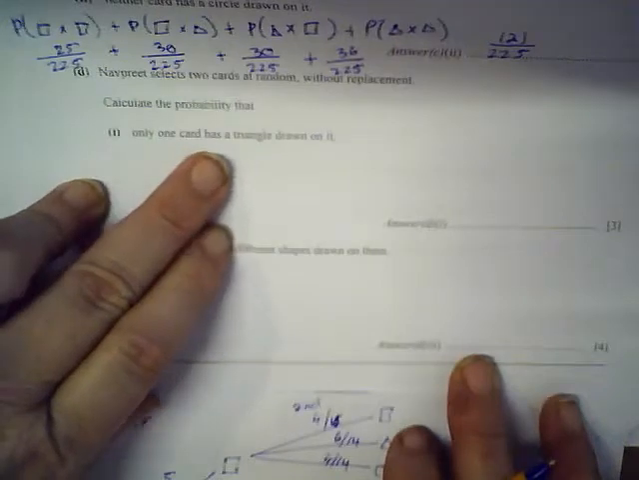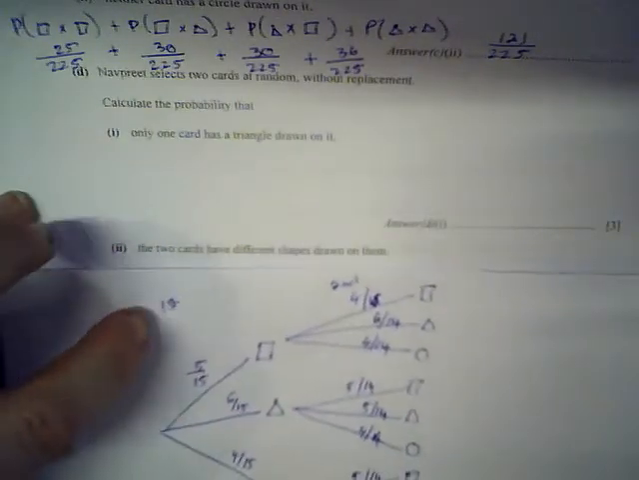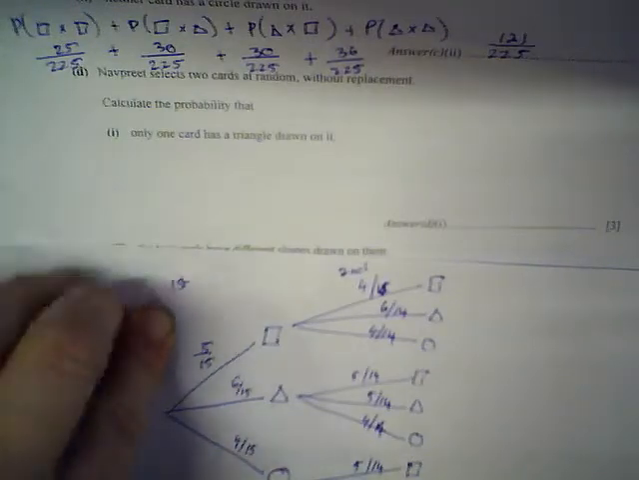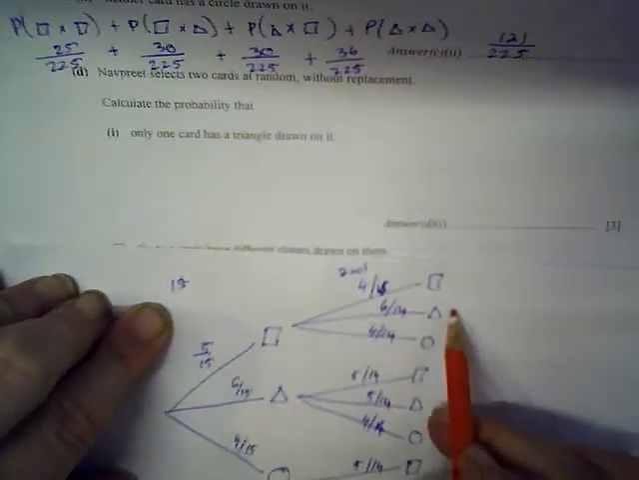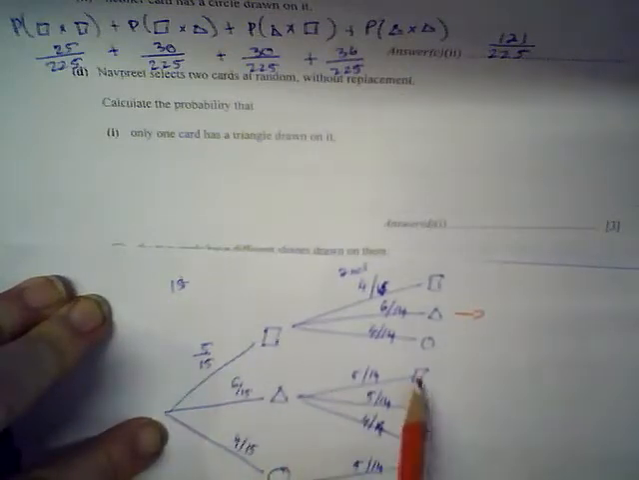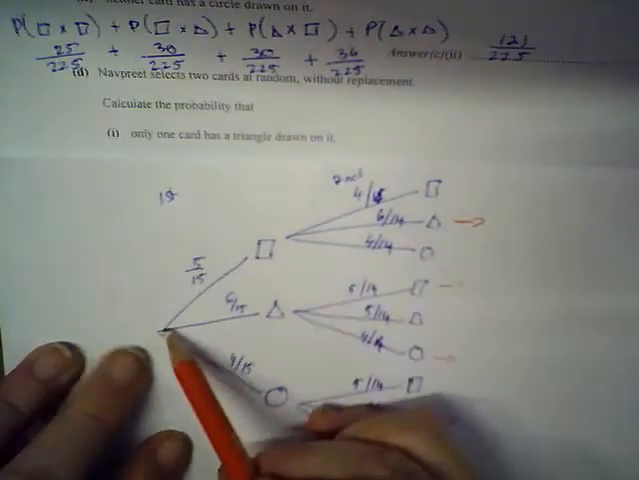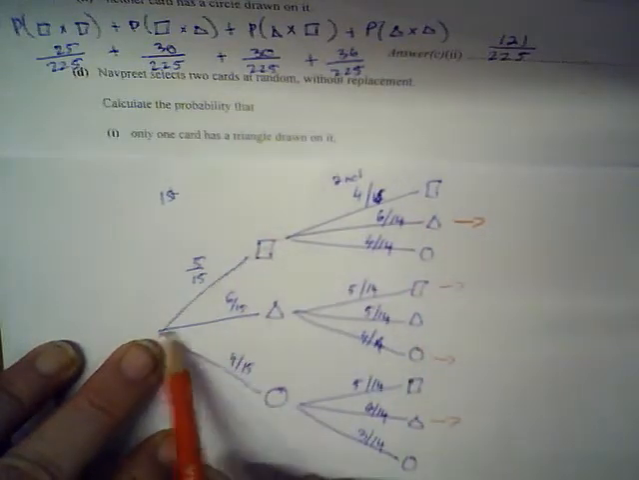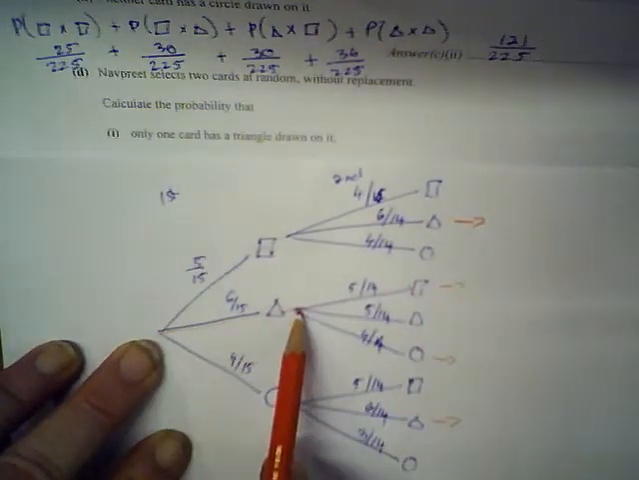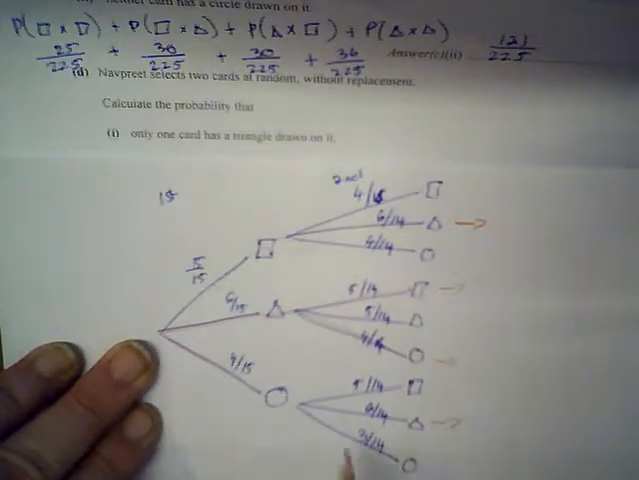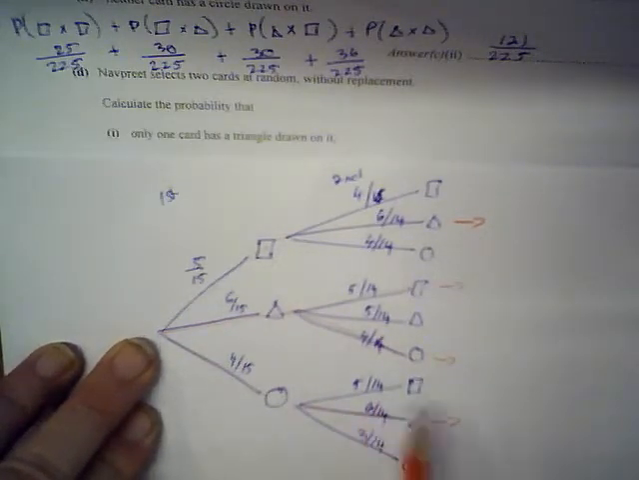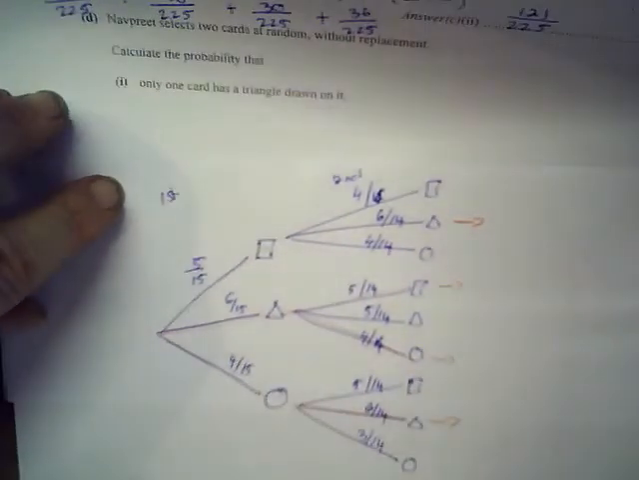Okay, so calculate the probability that only one card has a triangle drawn on it. So we only want the probabilities that one card has a triangle. So it would be that one triangle, one triangle, one triangle, and one triangle. So I'm only looking at those options. A square times a triangle, a triangle times a square, a triangle times a circle, and a circle times a triangle. That's the only 4 that will have only one triangle onto it. Let's quickly write it down.